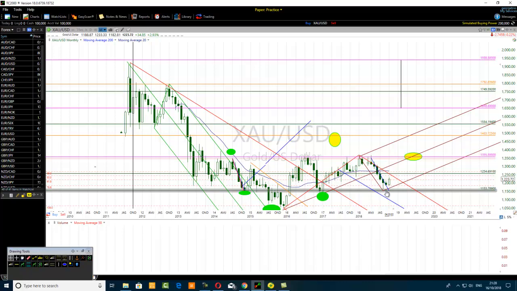Now, as we go a little bit deeper, we see that the dollar yen price structure is doing completely the opposite of what both the Australian US dollar and the gold US dollar price structures are doing.